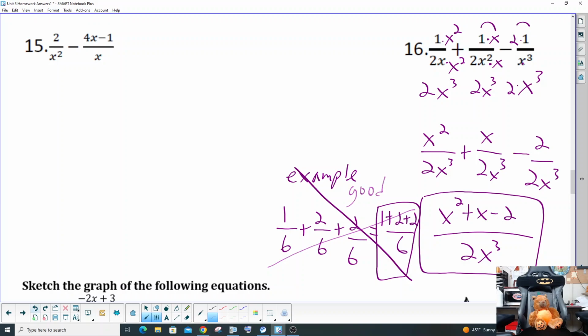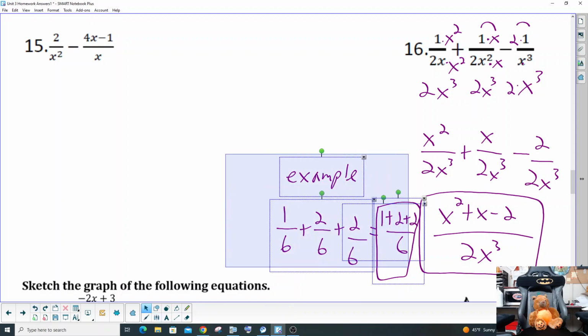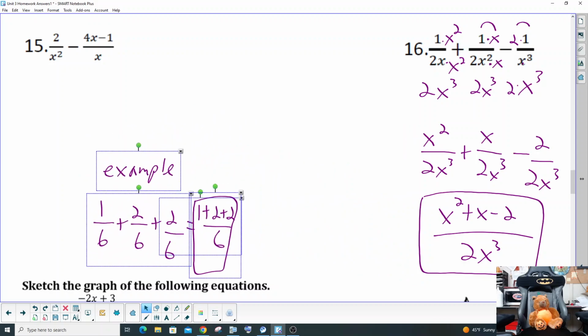Why'd you cross it out then? Okay, sorry. That was just a good example, off to the side.